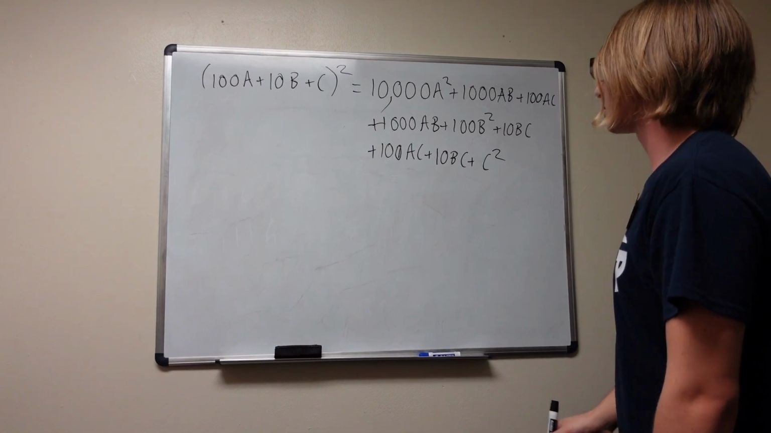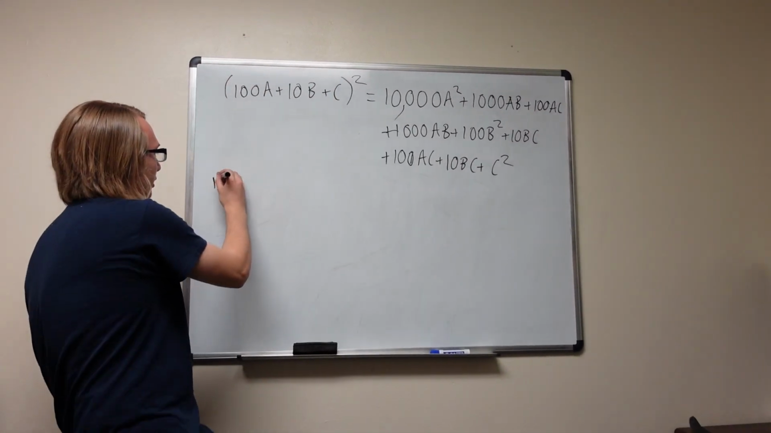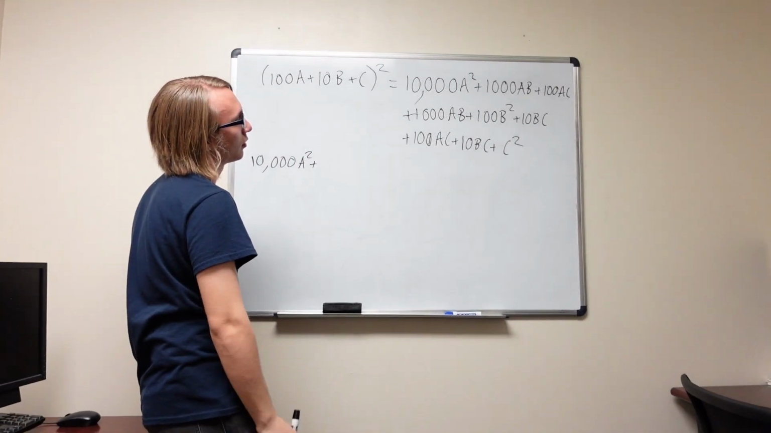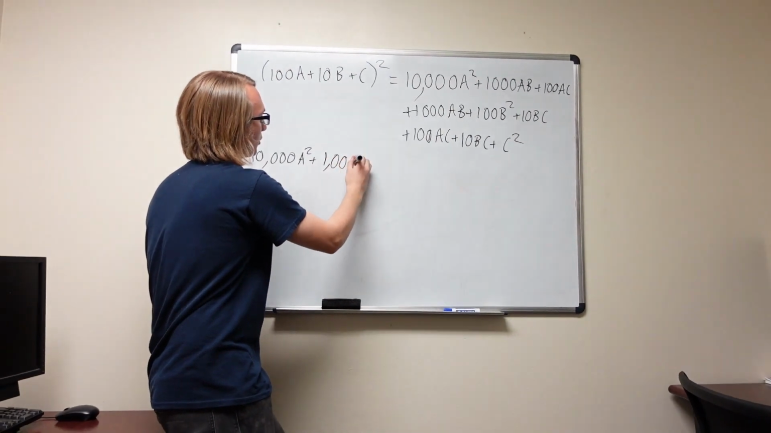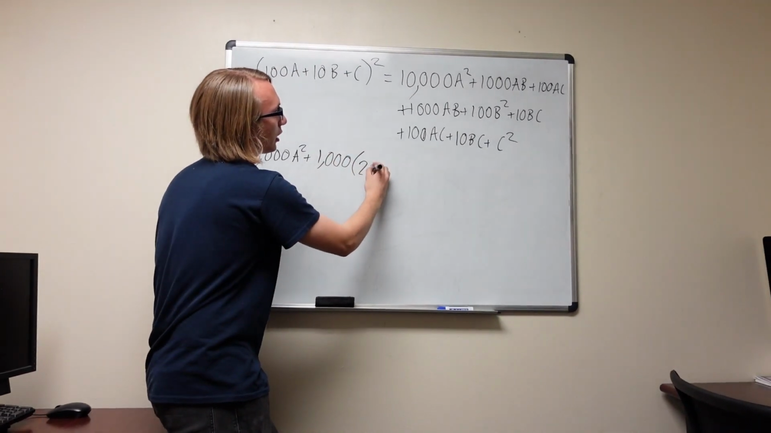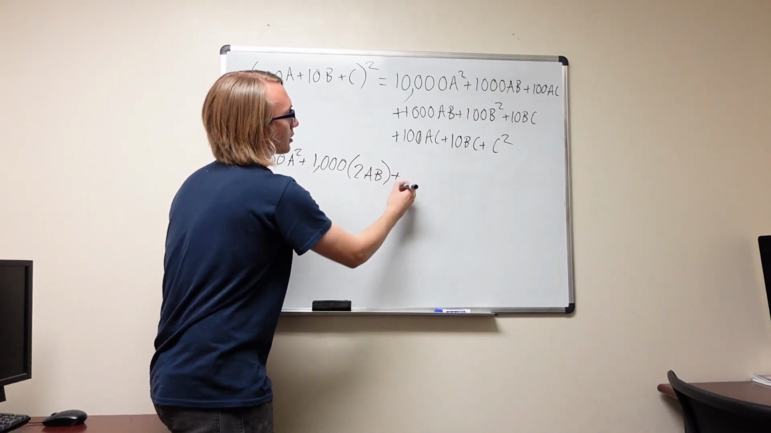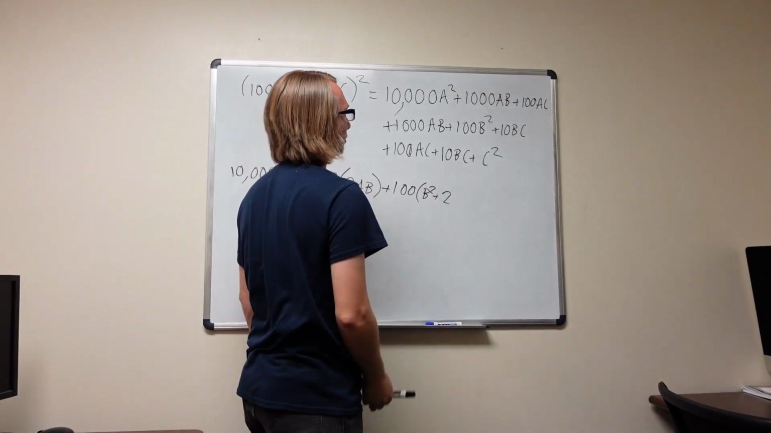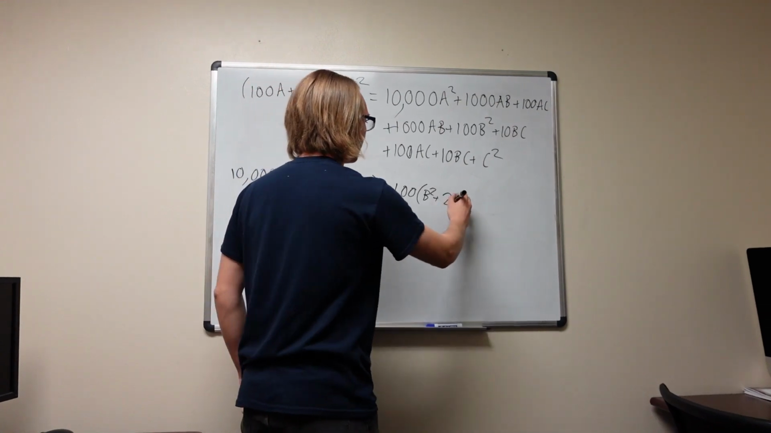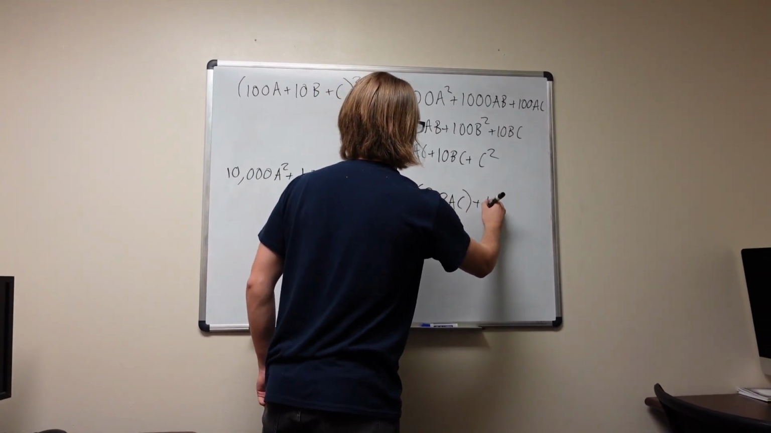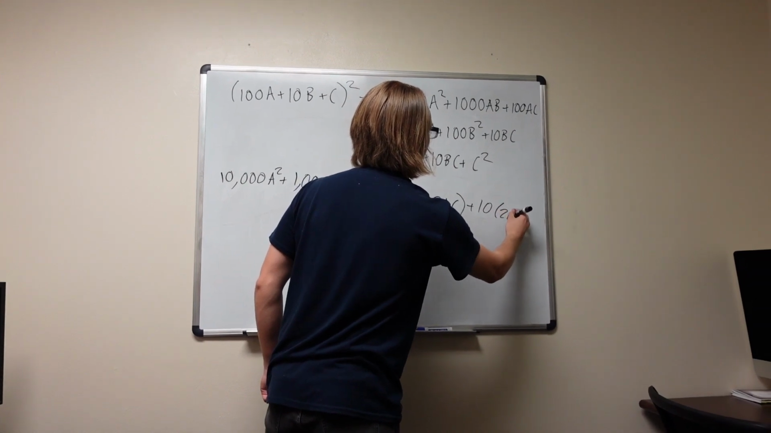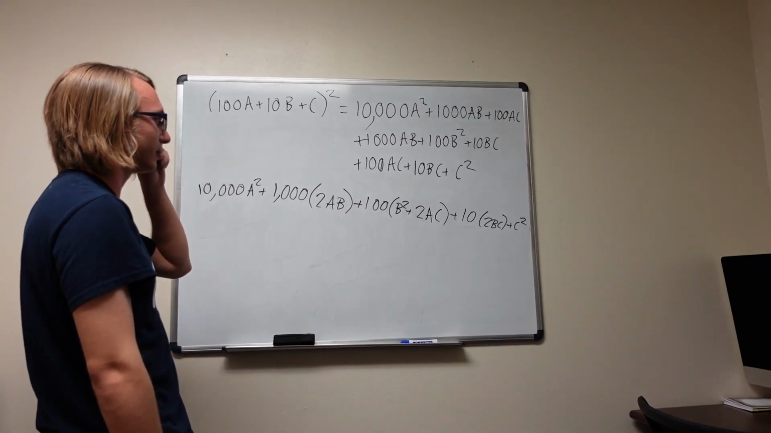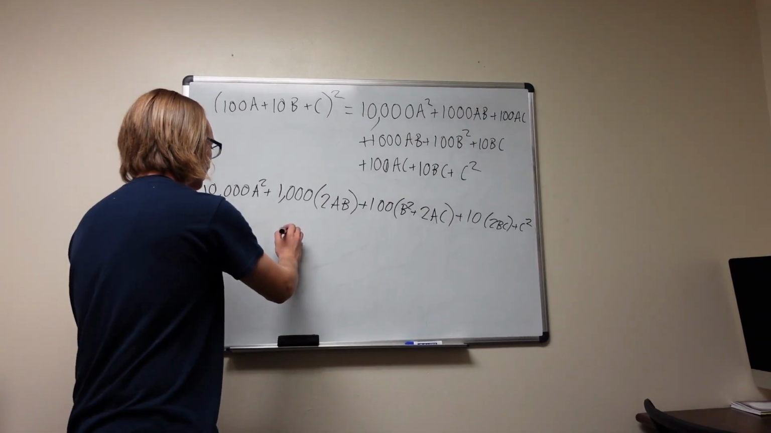So all you do is condense this, so you get 10,000 a squared plus 1000 times 2ab plus 100 times b squared plus 2ac plus 10 times 2bc plus c squared. So that one's really long, you're not going to memorize it, but if you do have it memorized, you could do 3-digit squares.